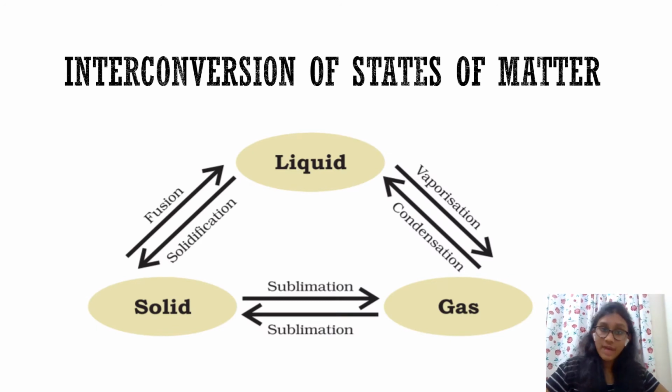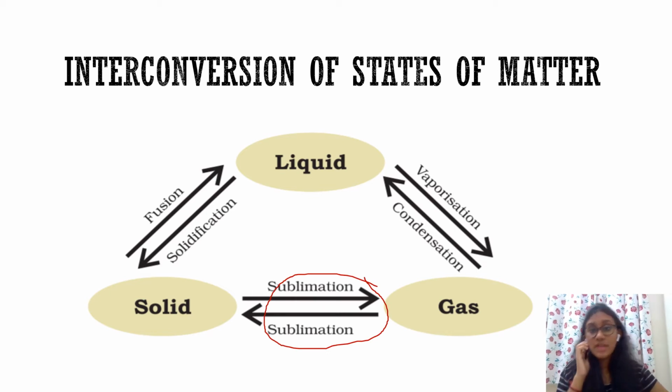Interconversion of states of matter. We have come across the same diagram ever since grade 3 and this is not a new topic to us. Solids change into liquids through the process of fusion. Liquid changes into gas through the process of vaporization. Gas changes into solids and solids change into gas through the same process of sublimation. Gases change into liquid through the process of condensation and liquids change into solids in the process of solidification. That's it.